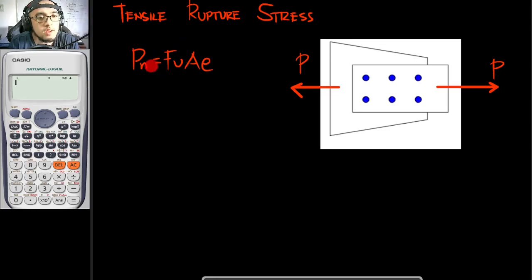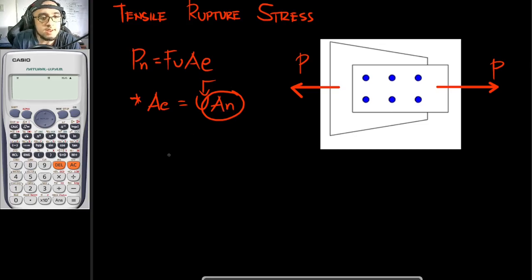So as for FU, this is given, or this can be seen in the tables that I will be showing you later. And as for AE, note, your effective area is equal to your shear lag factor times the net area. So there. And for your shear lag factor, you can see the value using the table that I will be showing you later. And as for area net, which is AN, that is basically the cross-sectional area minus the area of the holes. So let's abbreviate it as A holes.